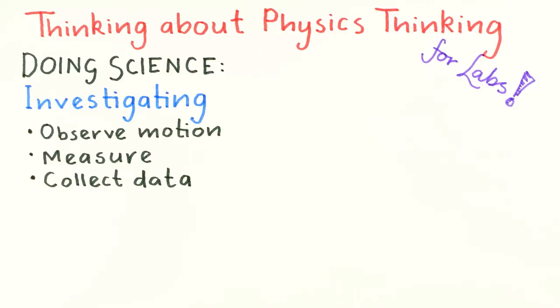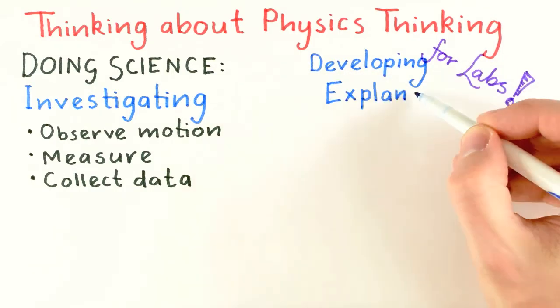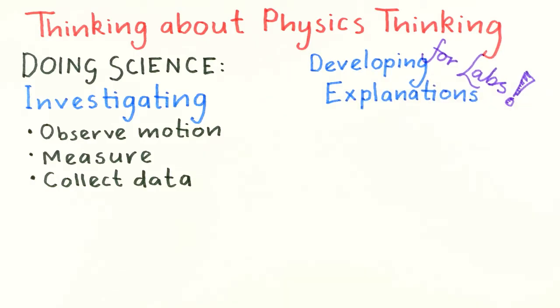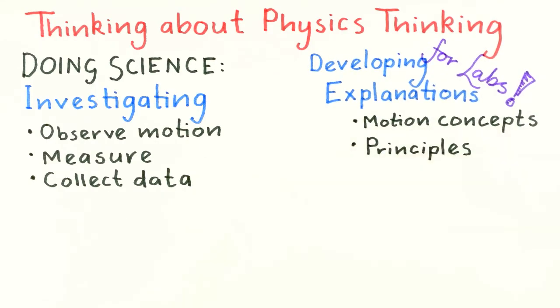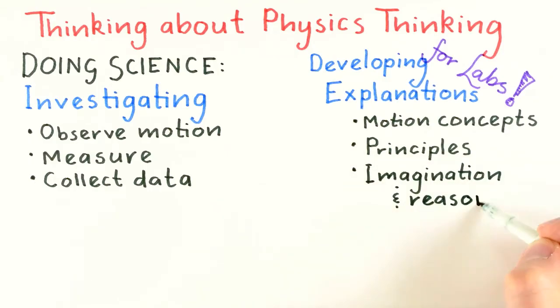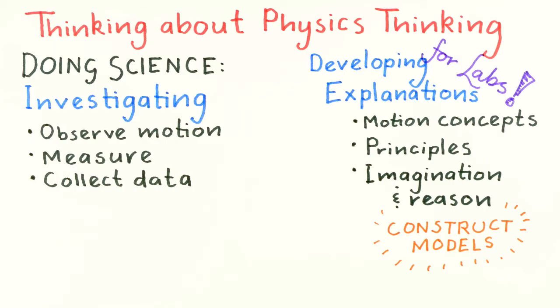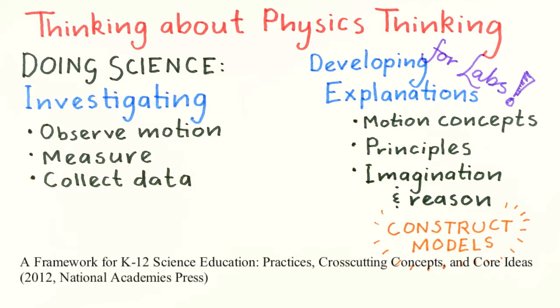A second big element of the labs involves developing explanations of our motion observations. This means we'll need to start with our motion concepts structured around fundamental principles and combine them with imagination and reasoning to devise models that explain and possibly predict our observations. Our models will include computer models, which may be new for you, but we'll also use models that may be more familiar, including sketches, diagrams, and mathematical relationships.